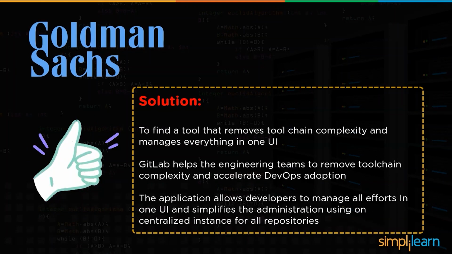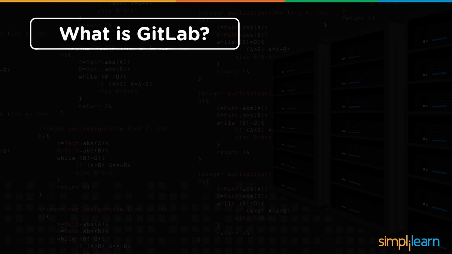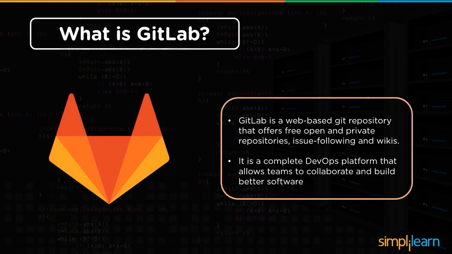The DevOps application helped developers to perform all the tasks in one user interface and also simplified their work with one central instance for all repositories. GitLab is a web-based Git repository that allows users to work on free repositories. One can choose whether to keep their repository private or public. GitLab is a complete DevOps platform that enables the team to build better software along with working with each other.